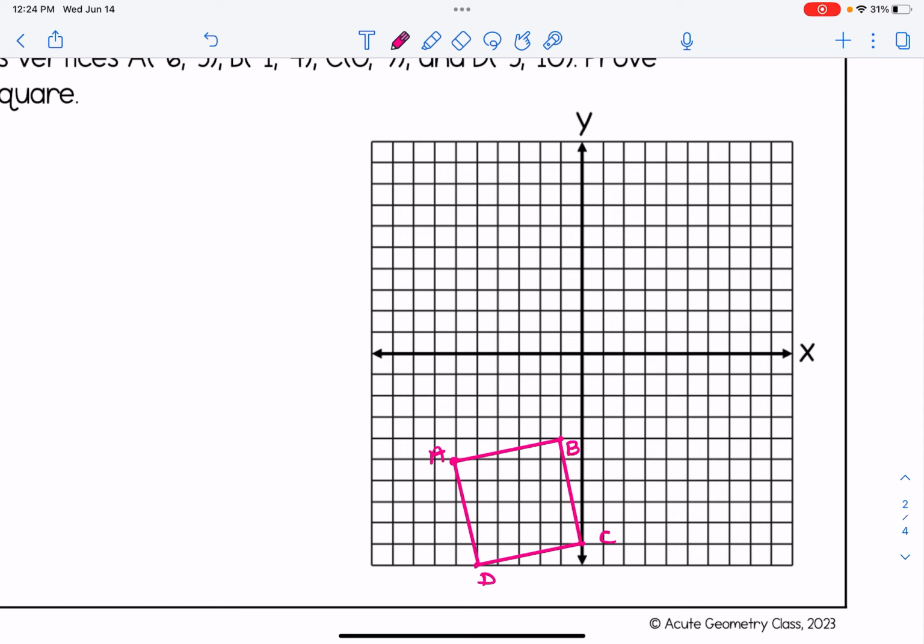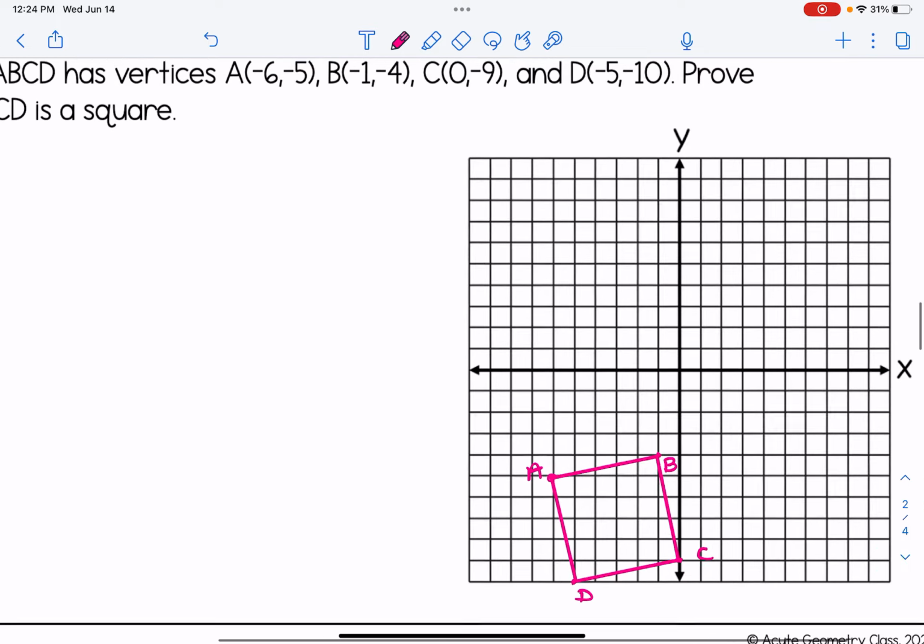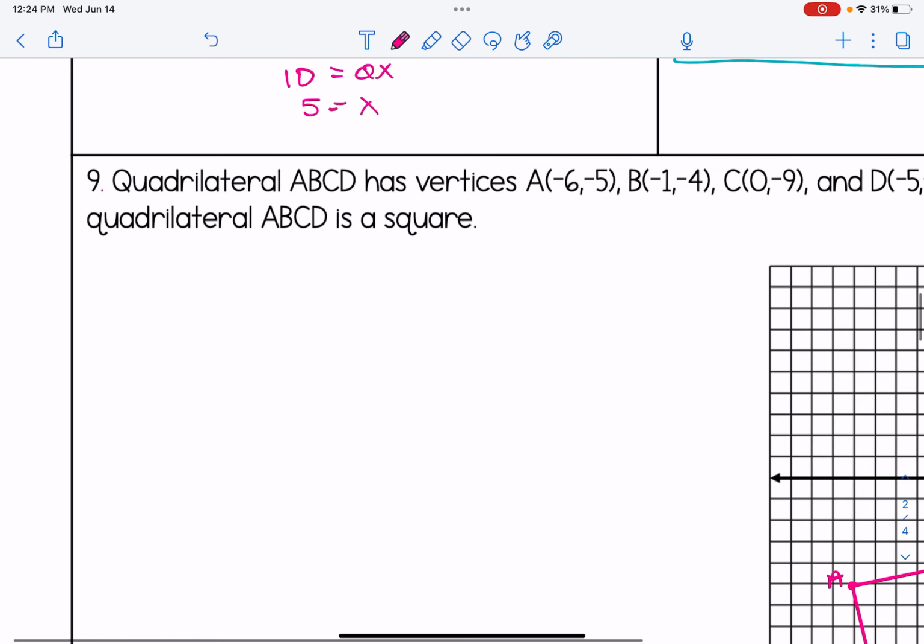So in order for this shape to be a square, we have to think about, is there a formula that we could use? And there's multiple, but is there a way we could prove this is a square besides just saying it looks like one? So the way I like to do a coordinate proof with a square is to use the distance formula 6 times.